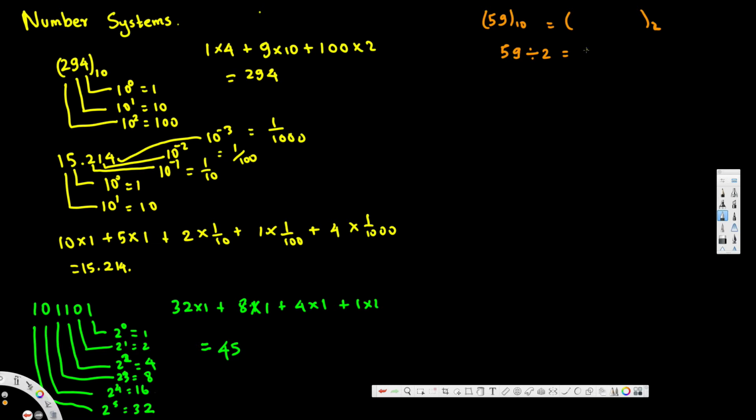29, that will give us 58. 29, 58, and we will have a remainder of 1. And then 29 divided by 2, we will get 14 and the remainder is 1. And 14 divided by 2, we will get 7, the remainder is 0.